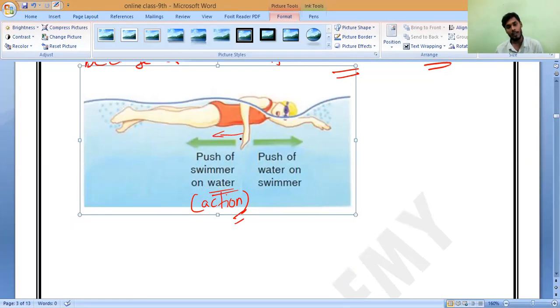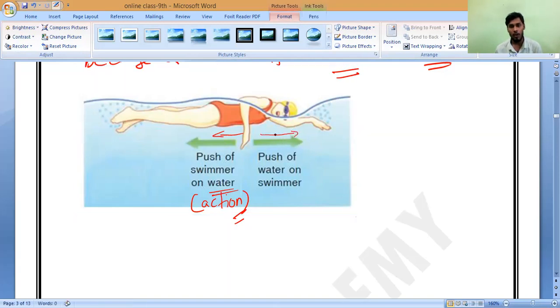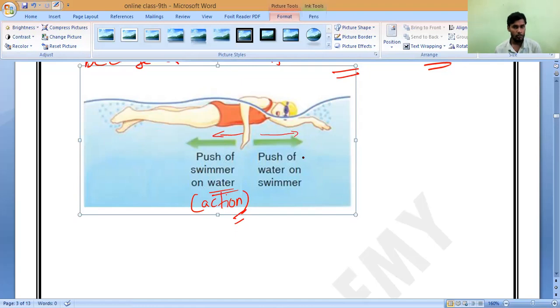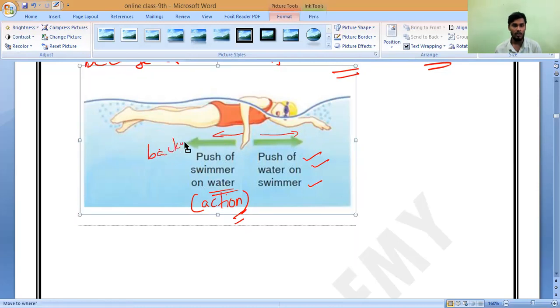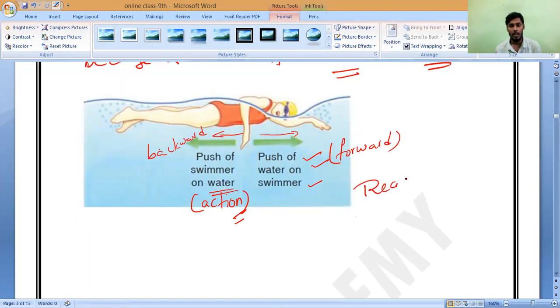So when we are trying to push the water, means when we are trying to exert pressure or force on water, water will also exert the same and equal amount of force in the opposite direction. The swimmer pushes the water in the backward direction, so the water will exert the force on the swimmer in the forward direction. That forward force is what we call the water's reaction.